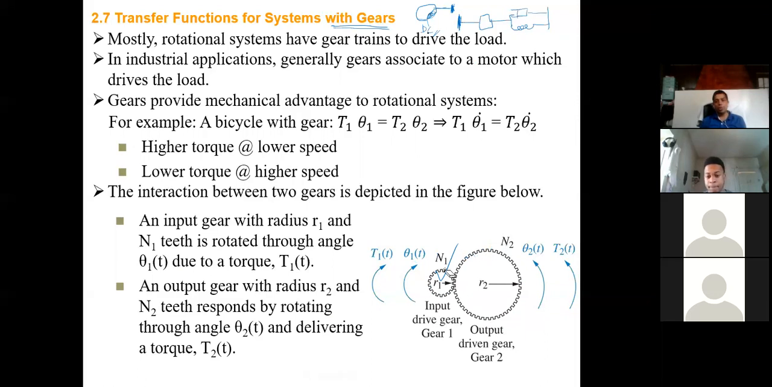Okay, let me say it again. If you have a DC motor connected to gear, which is connected to inertia, dashpot, and spring, how do you solve this problem? That's what I'm trying to say. It's the same rotational system, but we have something extra there. What is the extra? The extra is gear.